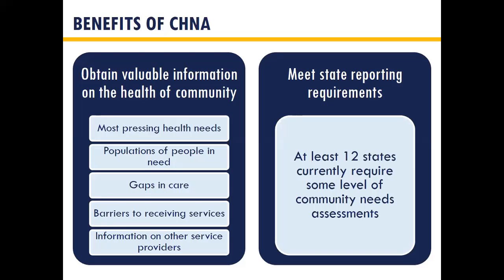Identifying whether there are any barriers to receiving services. So I mentioned transportation earlier. In a lot of rural communities, we do see that transportation can be a barrier for certain groups of individuals to receive care. So is there something that could be done within the community to help eliminate that barrier? And then it also helps to provide information on other service providers, maybe not necessarily health services, but other services that are being provided by other organizations within the community.